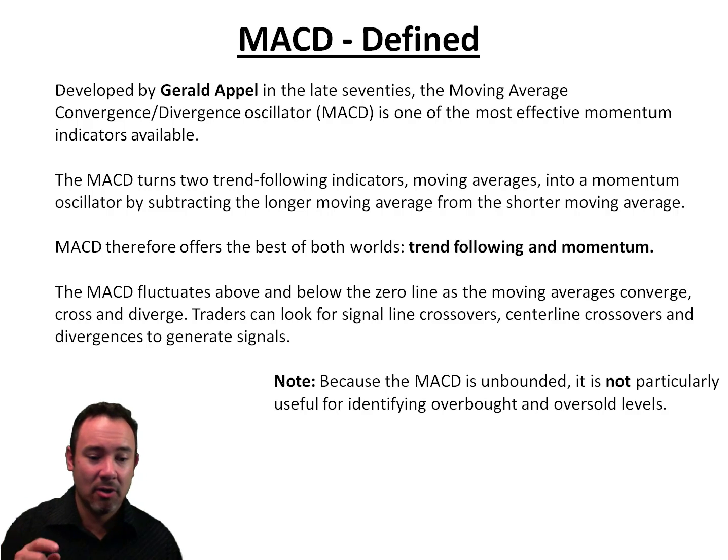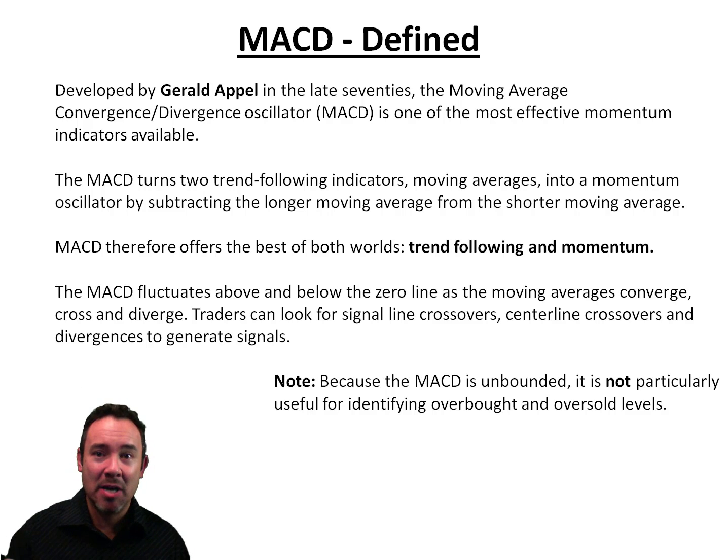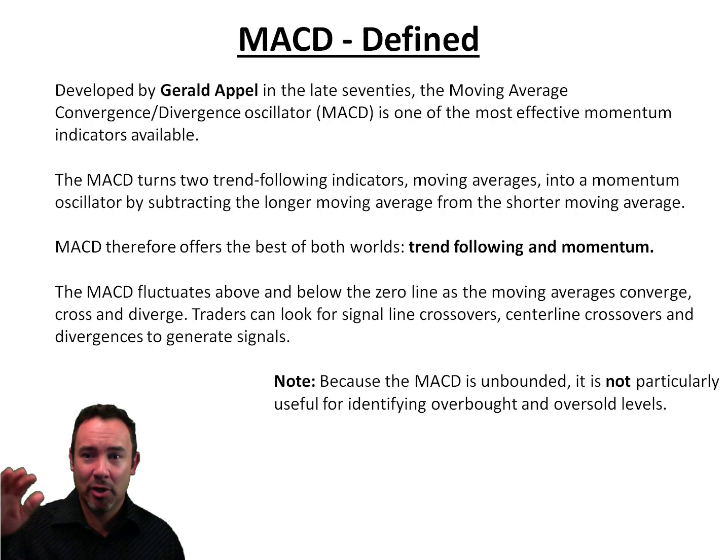Now, there is one thing to note. Because the MACD is unbounded, it is not particularly useful for identifying overbought and oversold levels. So we can't really use it to see when something's overbought or oversold because there is no limit. It'll just stay in the up or the down position. So we have to watch that. And then you can add other indicators or oscillators to it to help make it more of a filtered signal.